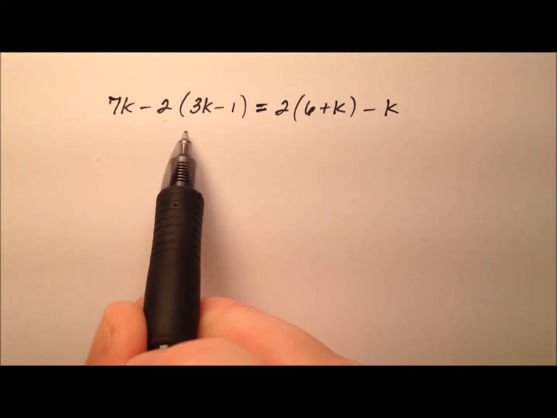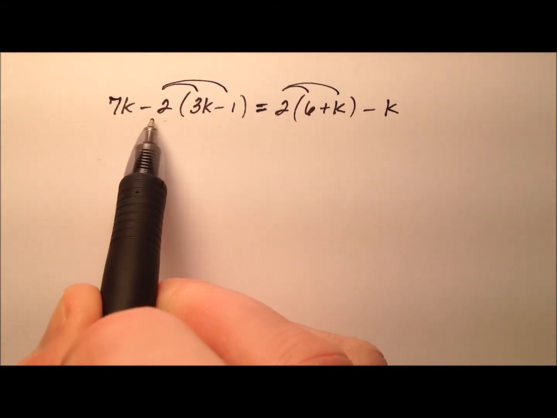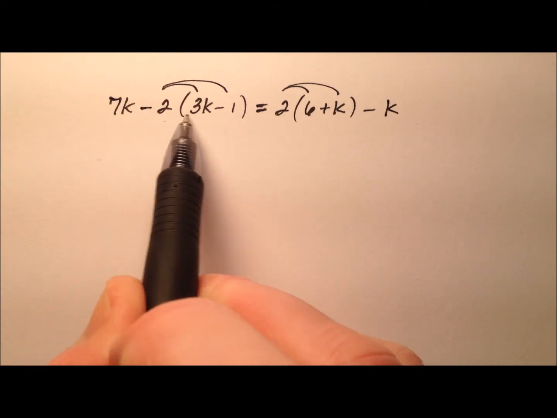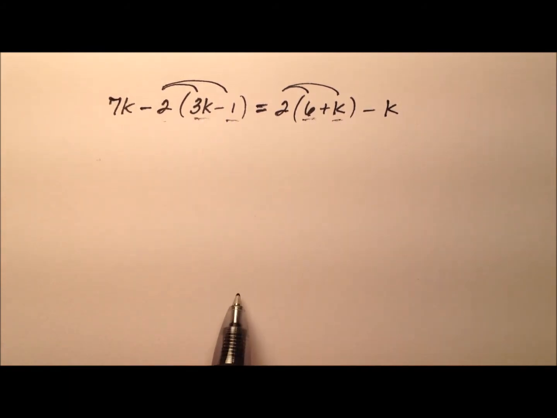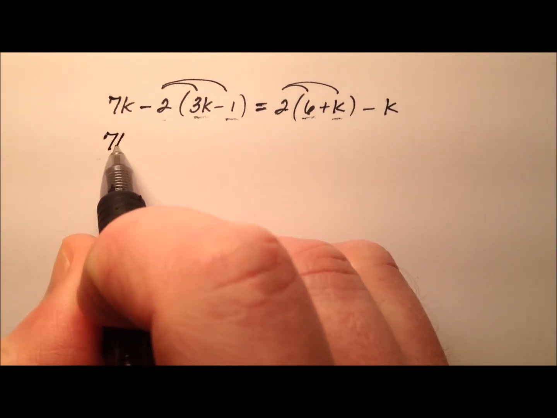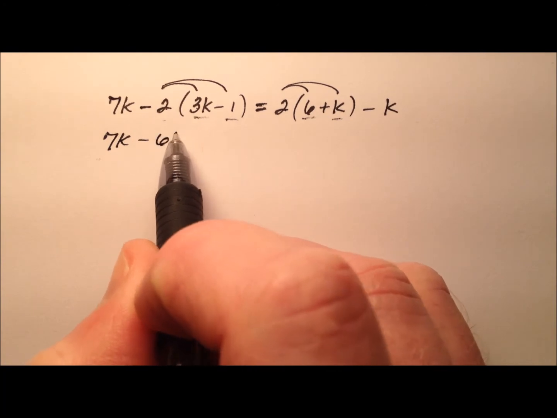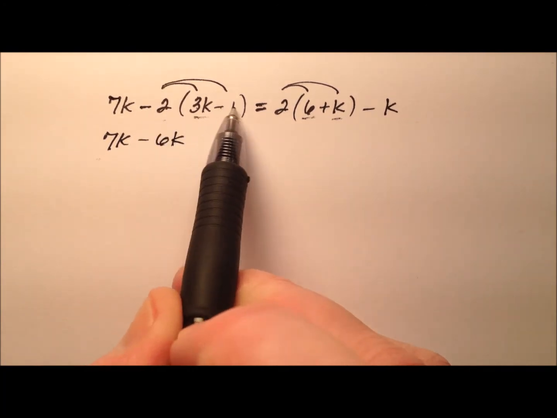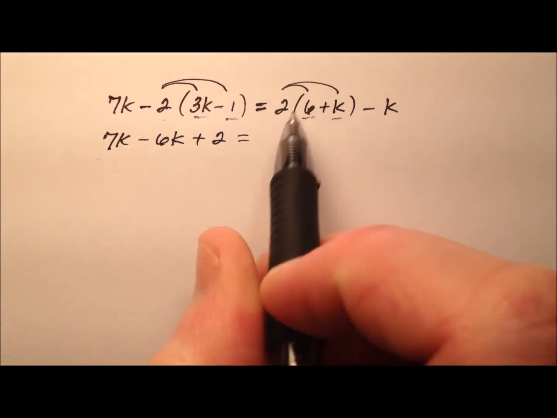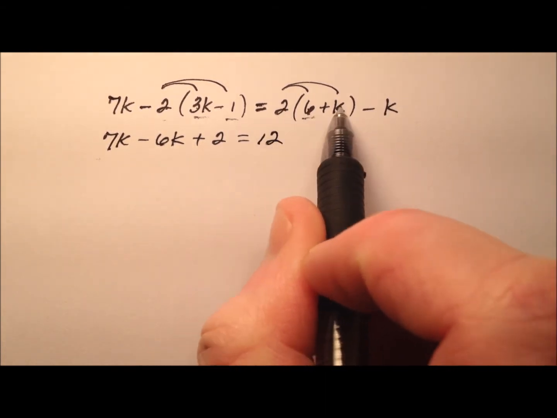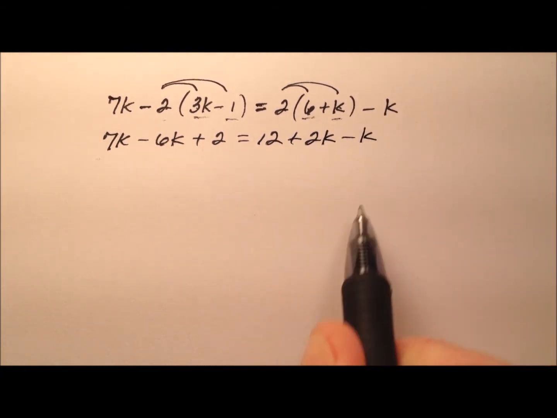that I could get rid of, and I can do that by using the distributive property. So let's go ahead and distribute on the left side this negative 2 through this quantity, and on the right side this positive 2 through this quantity. So the 7k will come down, and so I'll have negative 2 times 3k, that'll be negative 6k, and then negative 2 times negative 1 will be a positive 2. On the right, 2 times 6 will be 12, and then I'll have 2 and a k, so 2k, and then this minus k will come along.